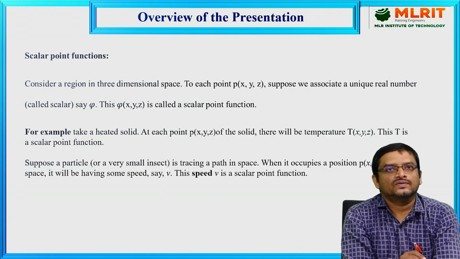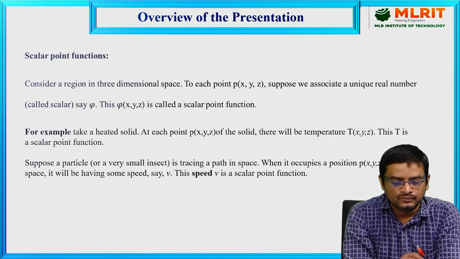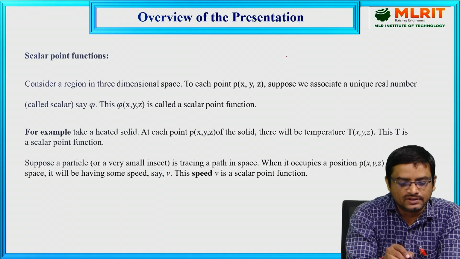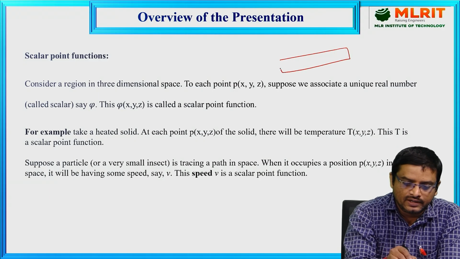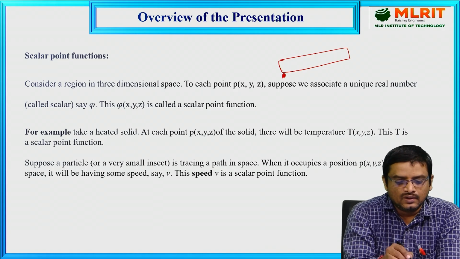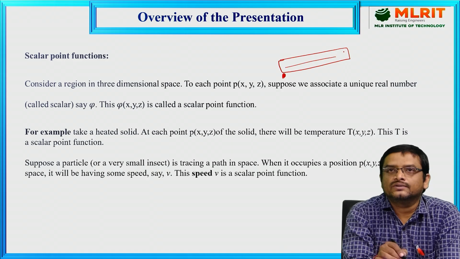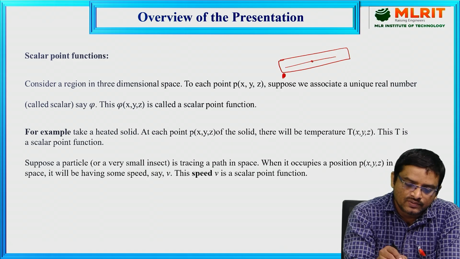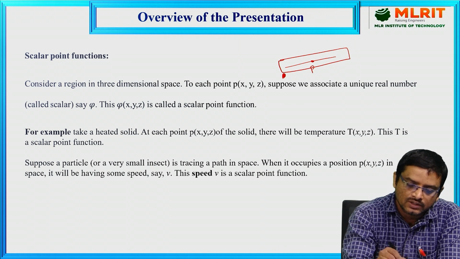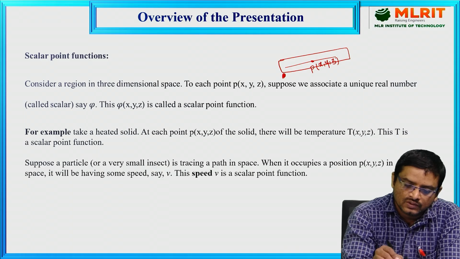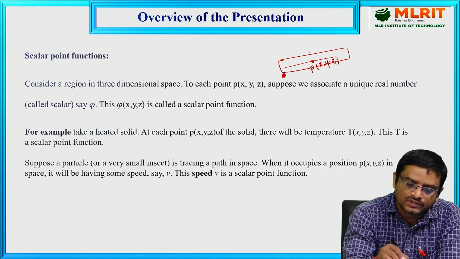So now first we will go for what is meant by a scalar point function. Suppose I have considered a three-dimensional space here. For example, if you take a rod here which is heated at one point, after some time the entire rod is heated. Now I want to take the temperature of this rod at this point P, that is P of x comma y comma z. Now at this point I want to measure the temperature. So the temperature is represented with T at the point x comma y comma z.